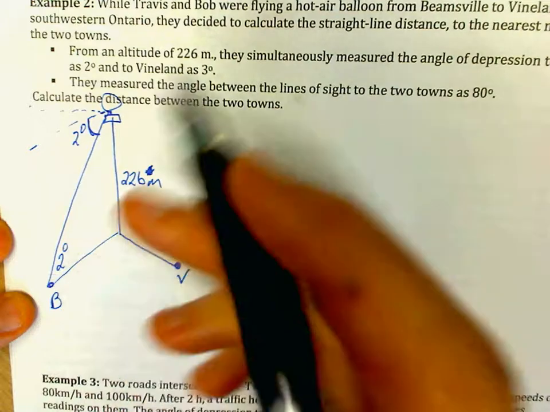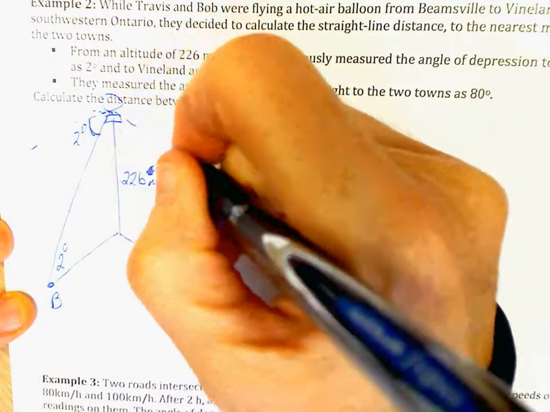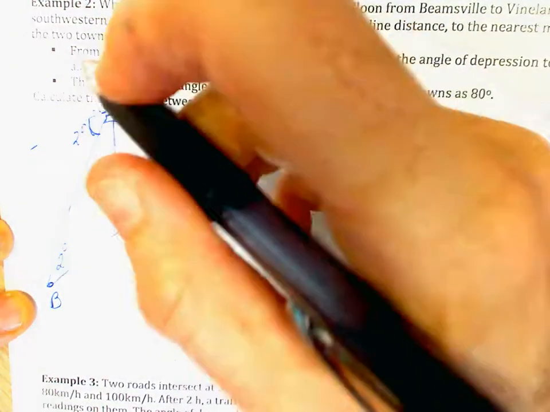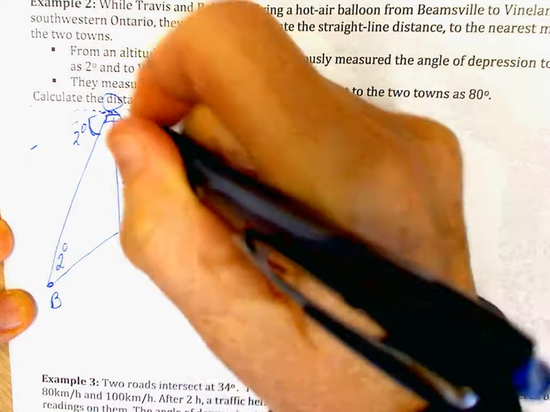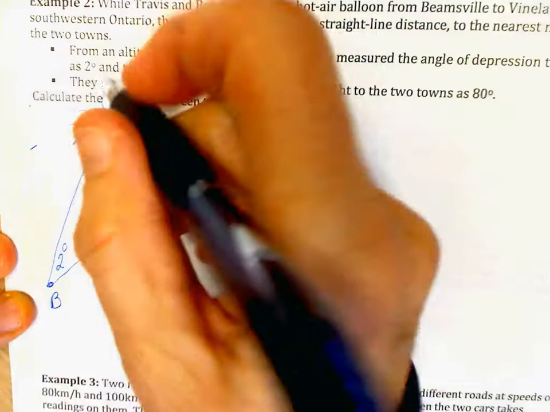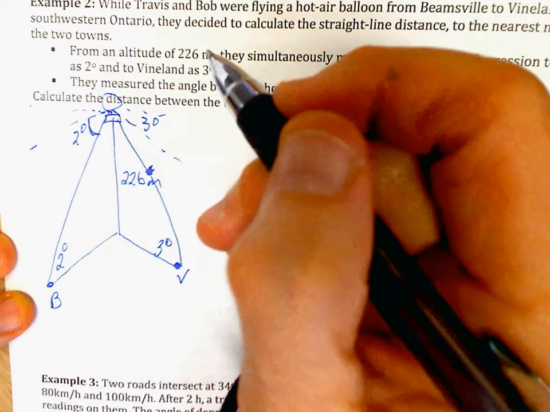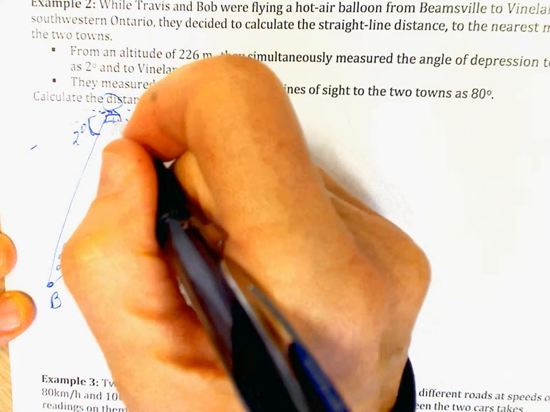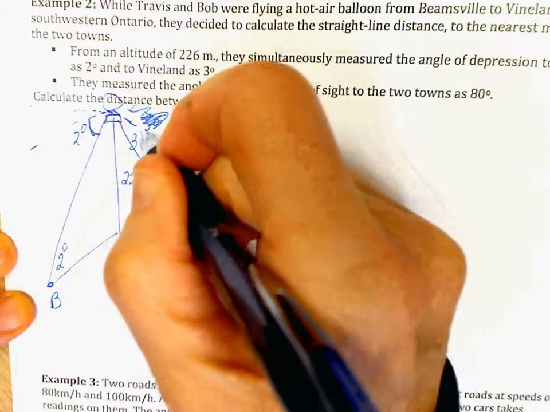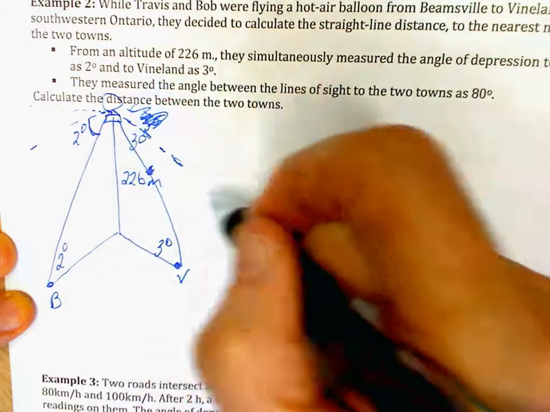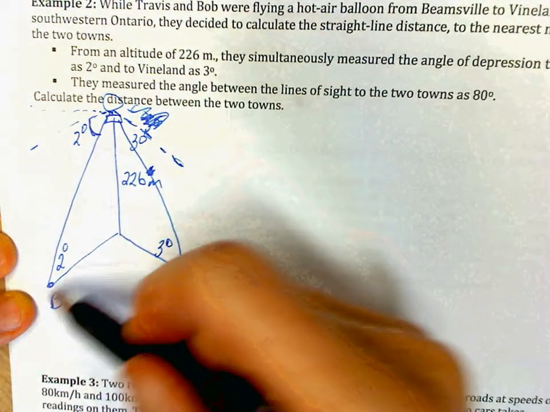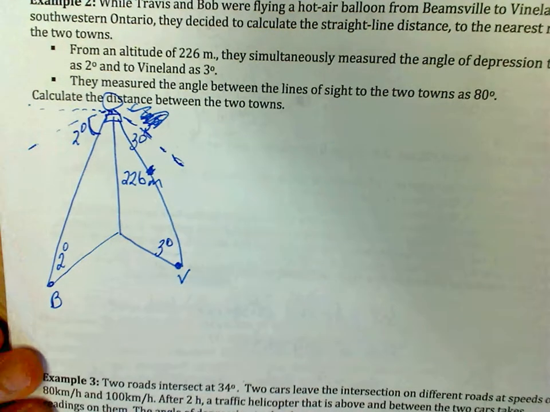And similarly here, the angle of depression is 3 degrees, but because of parallel line theorem Z pattern, this is 3 degrees. Right? Well actually, it's here. The 3 degrees is here, not there, because it's hard to see as it's a 3D issue. So parallel line theorem, 3 degrees. Parallel line theorem, 2 degrees. Now they want us to calculate this.